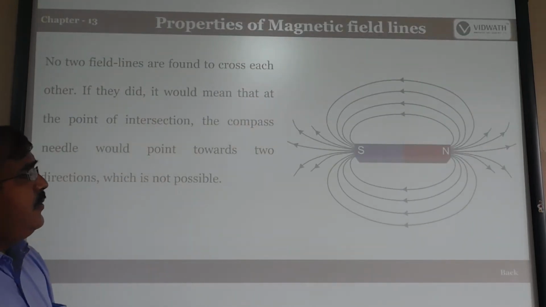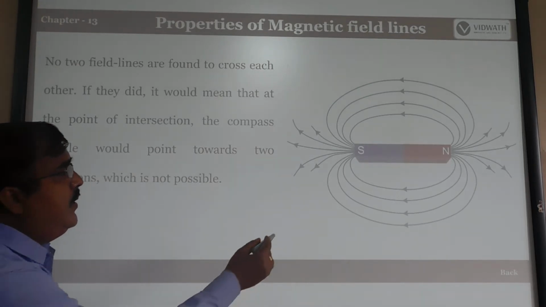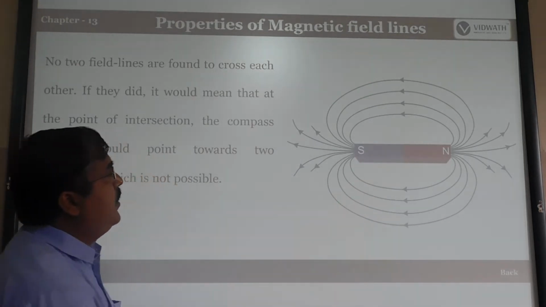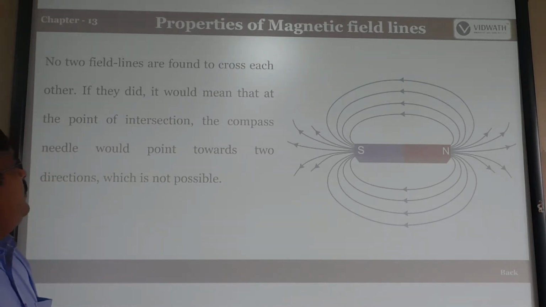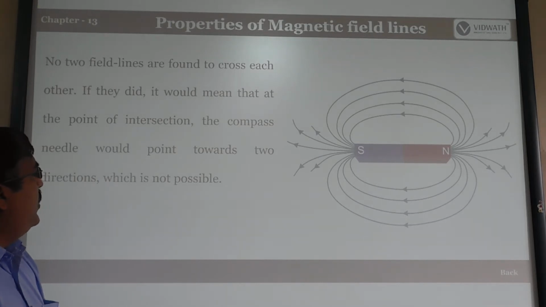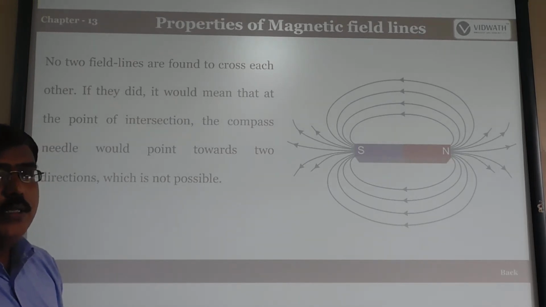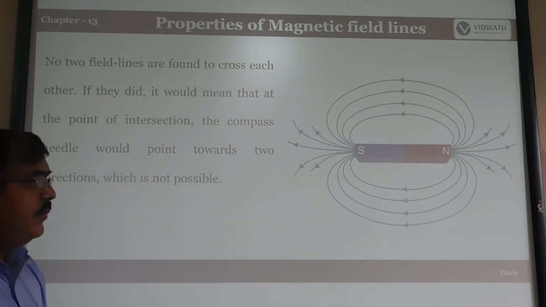Another characteristic is that no two lines cross each other. Suppose we look here, from north to south. No two lines are found crossing each other. If they did, at the point of intersection the compass needle would point in two directions, which is not possible. So the north direction and the south direction cannot meet each other. The lines should go only from north to south, and again from south to north.